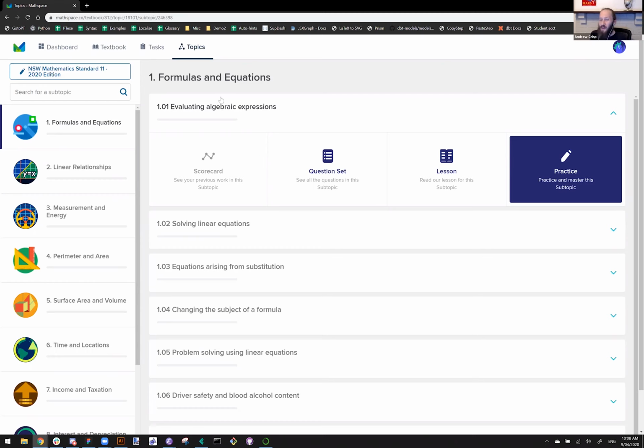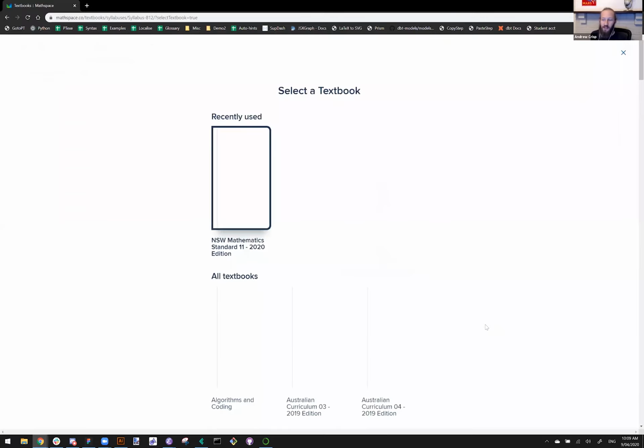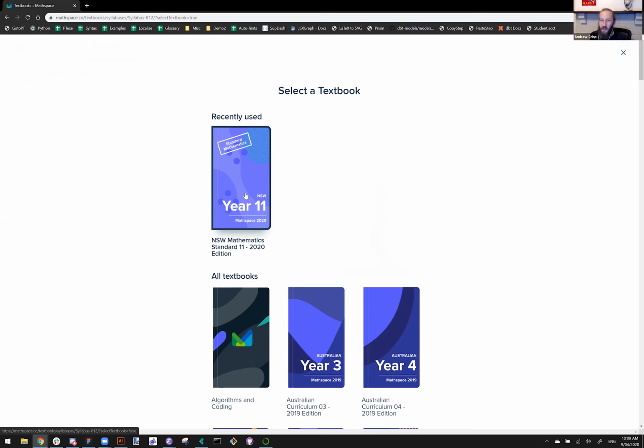But in order to present today's lesson to you, I'm actually going to switch over to the teacher view. The teacher view is very similar to the view that you can get by clicking on textbook. I'm going to click on textbook here. And once again, it says New South Wales Maths Standard 11 up in the top left. If it doesn't say New South Wales Maths Standard 11 for you, you can click on it and you can select a textbook for yourself. Find New South Wales Maths Standard 11 and click on it and you'll get this view.